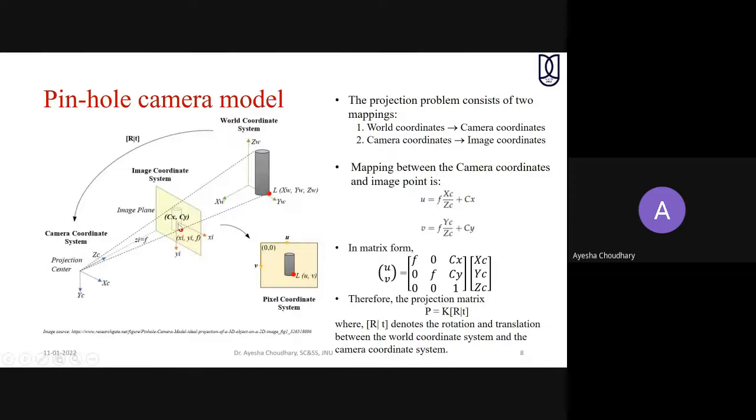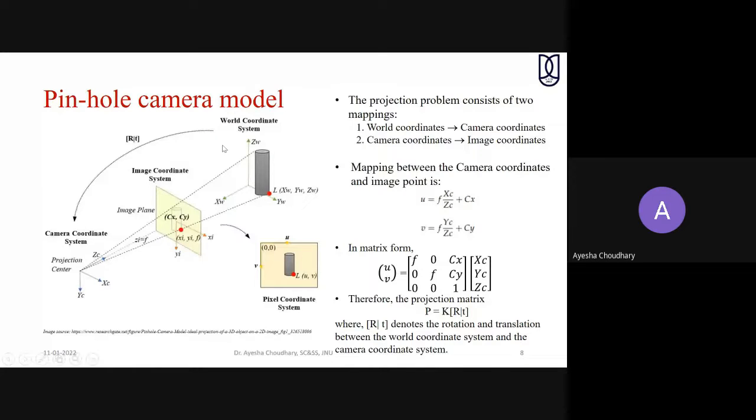However, what we want is that it should be in the center. So we add the principal point, which is just a translation. And this can be easily written in matrix form, which gives us a linear method of writing the imaging function. So now we have the 2D point, the imaging matrix, and the 3D point in the camera coordinate system.